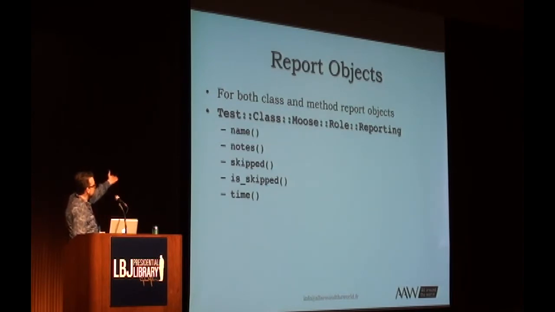And they have the name of what we're reporting on, the class or the method. Notes, that's just a hash ref, and it's for you. Anything you want in the notes object, you can just store in the notes object. So when you finish running your test suite, all the notes are there. And you can then say, oh, this test method happened to store some notes in there, read out the notes, print them out in your test report.